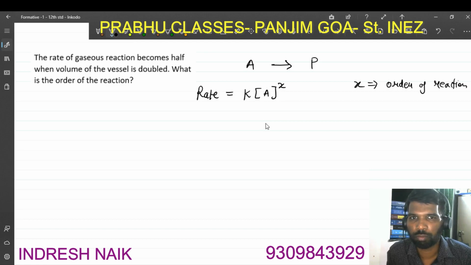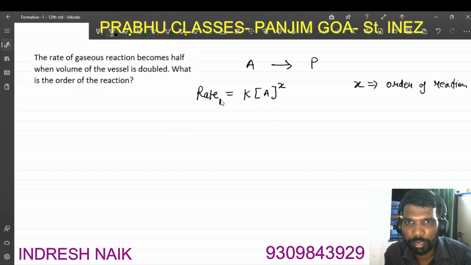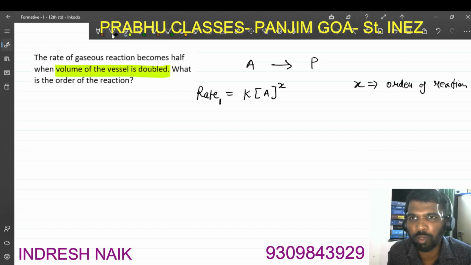So let's write this as rate 1, and this is the concentration of A. Now they have mentioned that when the volume of the vessel is doubled, what will happen to the concentration? Concentration will become half. Let's take this simple example.